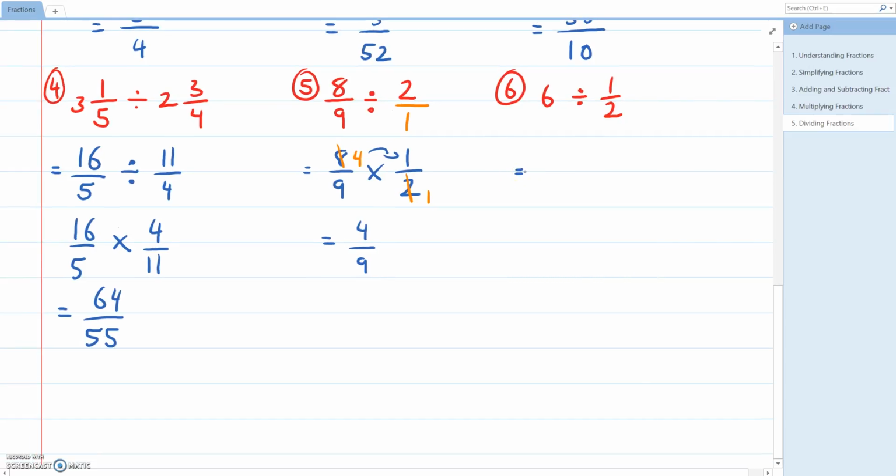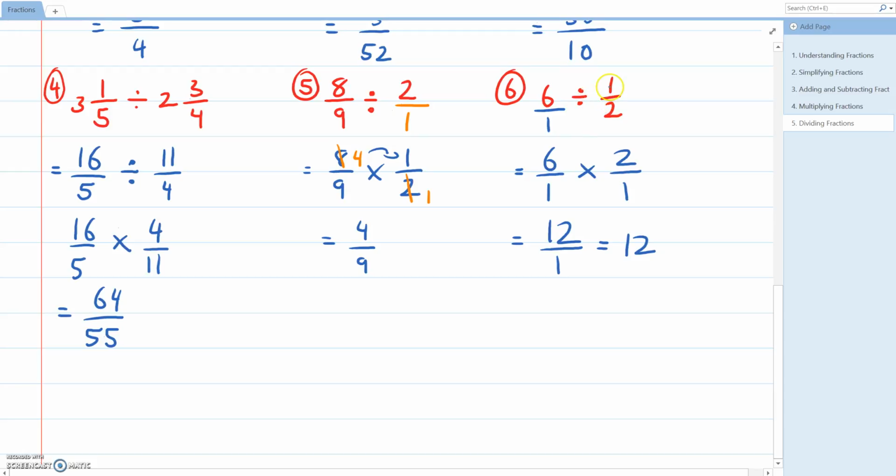Same thing here. If I've got 6, I want to write it as 6 over 1, and that's going to stay the same. We're changing division to multiplication, and flipping 1 over 2 to become 2 over 1. And nothing we can cancel there, so 6 times 2 is 12 over 1. And whenever we're dividing by 1, we just use the numerator, in this case 12. It's a bit of a weird one.